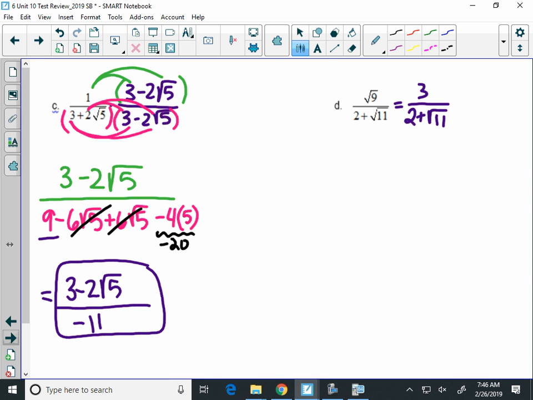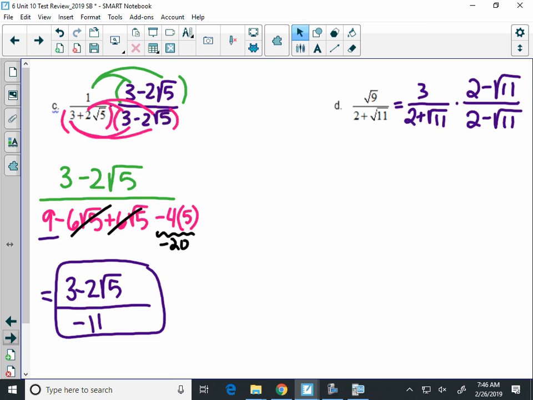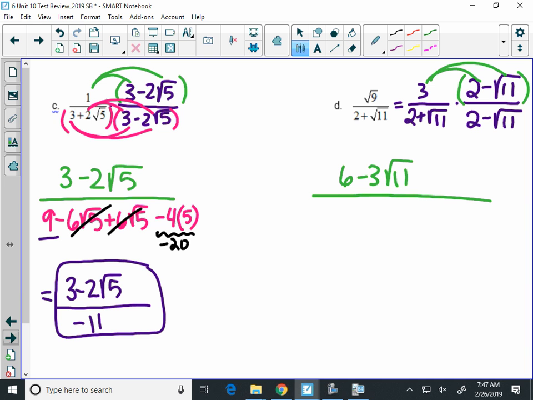Now we can multiply by the conjugate as a fancy 1. So 2 minus radical 11 over 2 minus radical 11. All right, when we multiply our numerators, the 3 goes to the 2 and the negative radical 11, to simplify to be 3 times 2 is 6, minus 3 radical 11, all over, and we multiply our denominators.